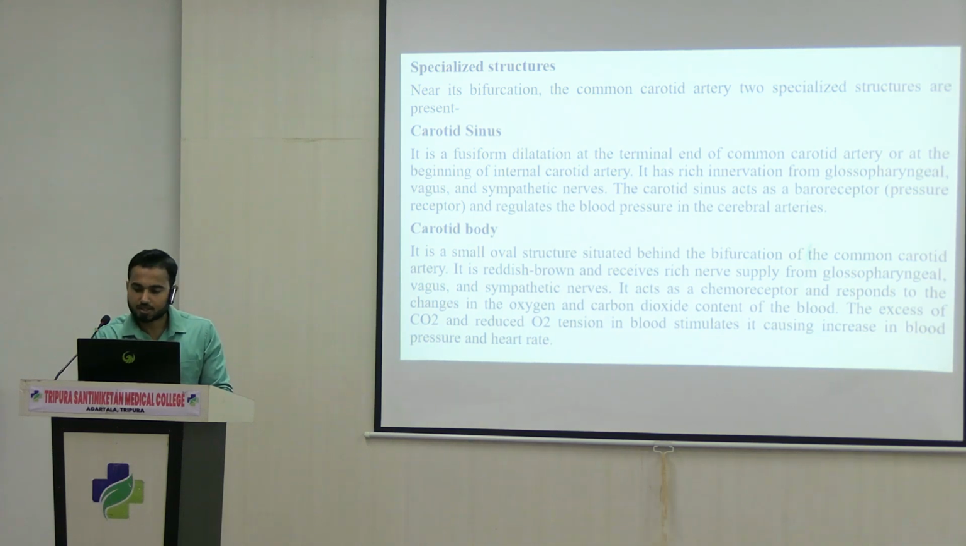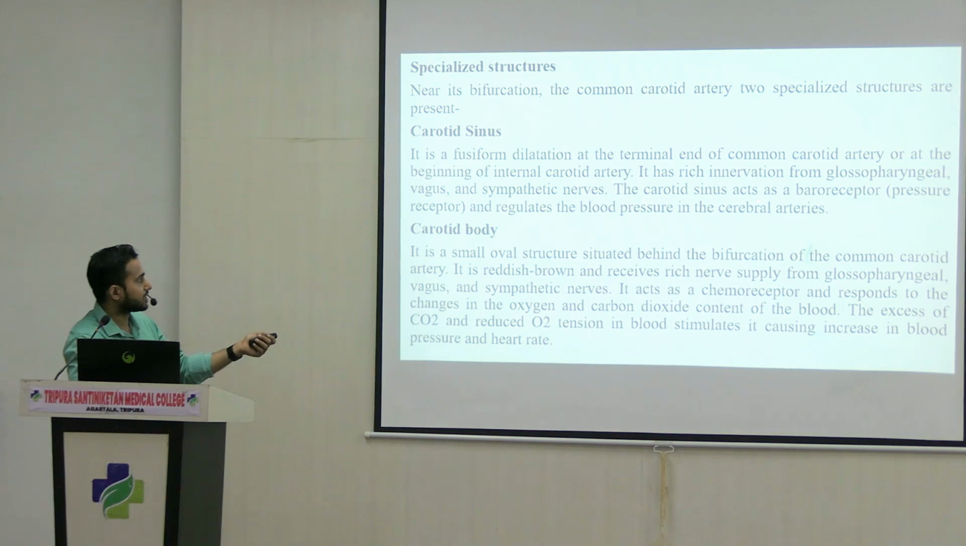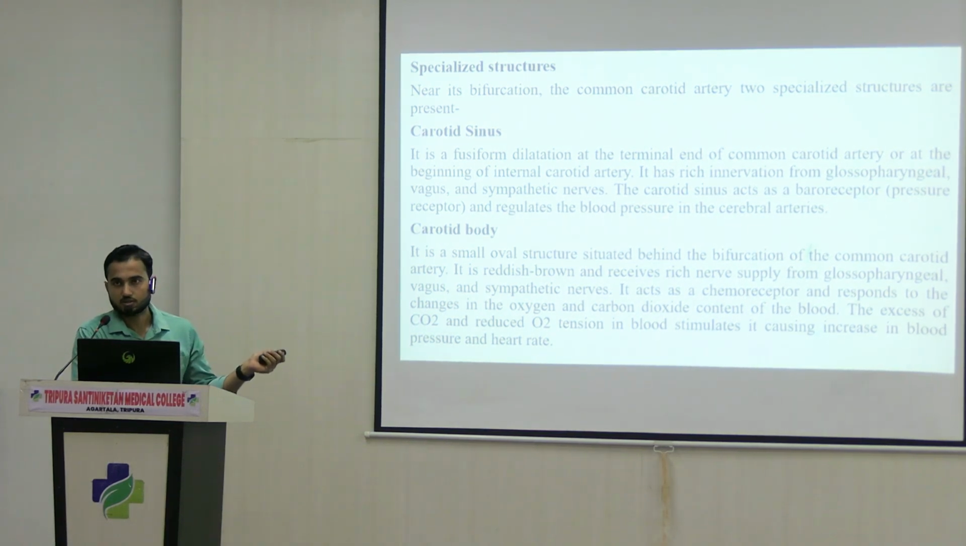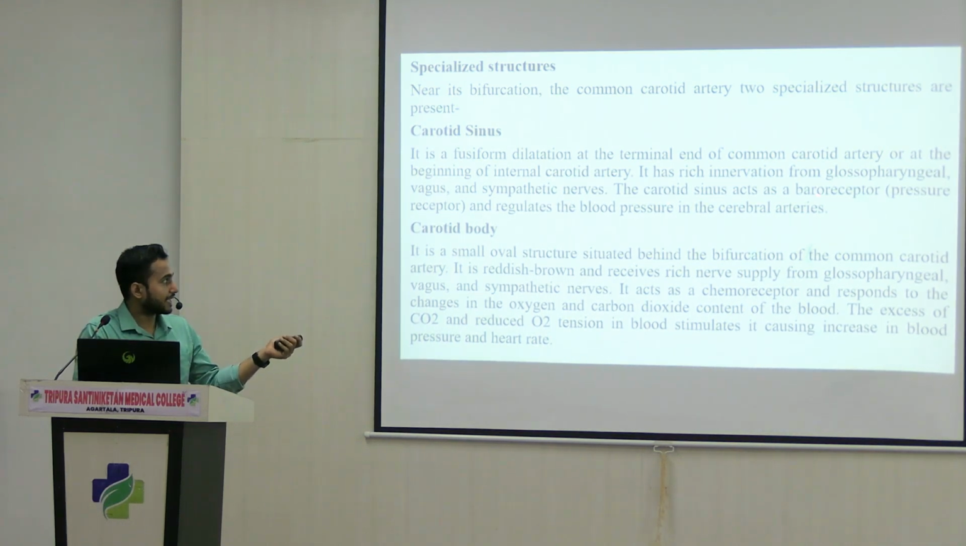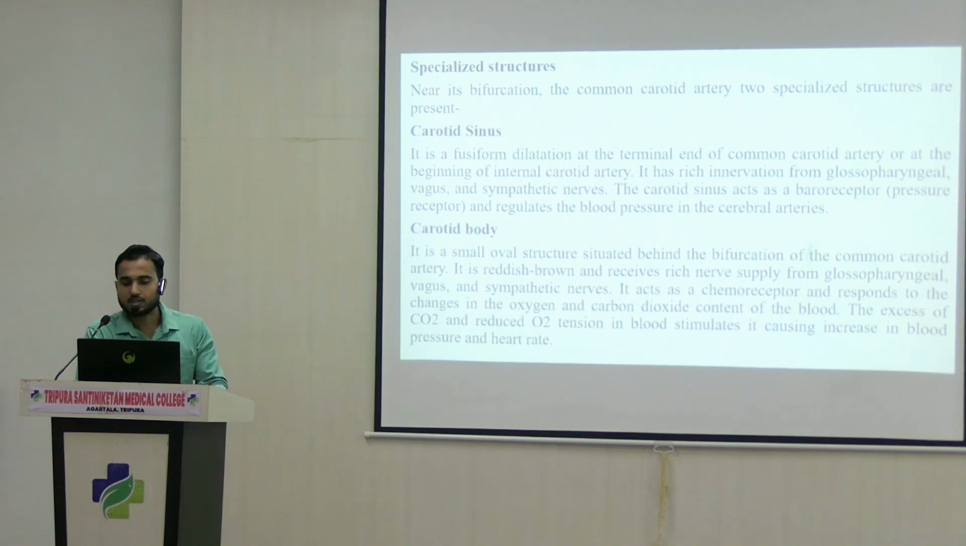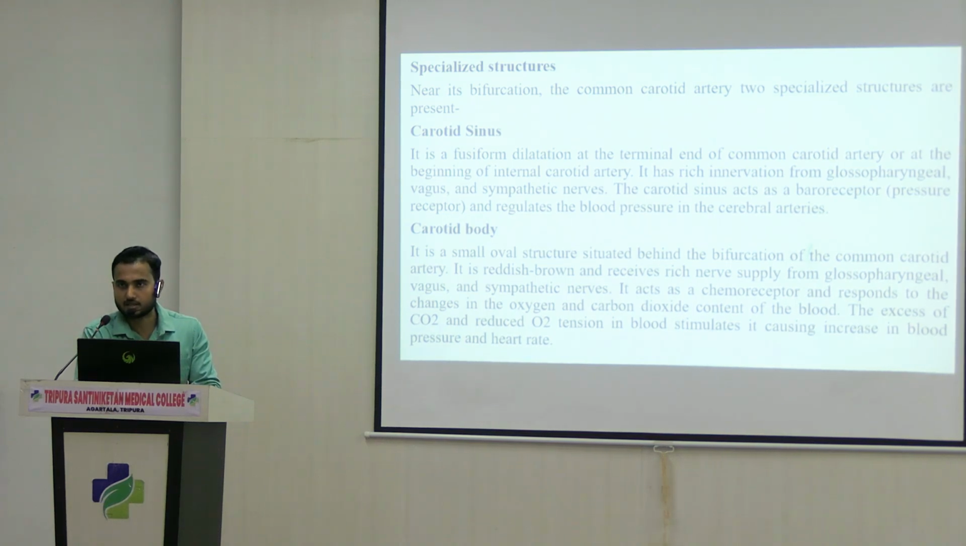Now, what is the function of that? A baroreceptor, also called a pressure receptor, regulates the blood pressure of the blood going towards the brain. So the carotid sinus acts as a baroreceptor and regulates the blood pressure in the cerebral arteries. The pressure of the blood going towards the cerebral arteries is controlled by this carotid sinus. It is richly innervated by glossopharyngeal nerve, vagus nerve, and sympathetic nerve. That is the carotid sinus, very important.